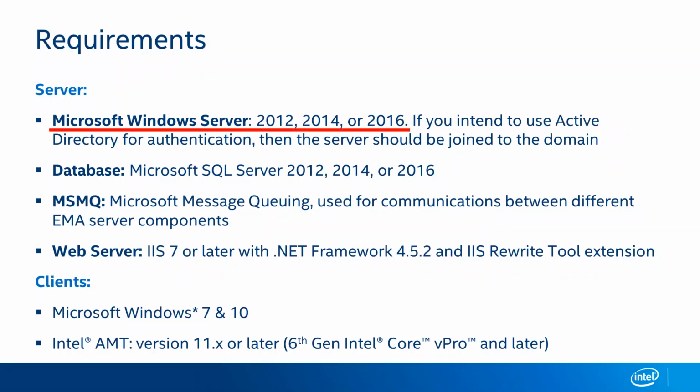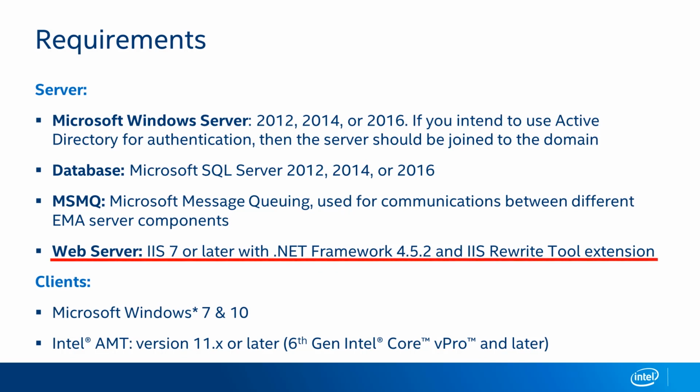On the server side, we require a Microsoft Windows Server version 2012 through 2016. On the database side, we support Microsoft SQL Server 2012 through 2016. We require the MSMQ feature set be installed as part of this process inside your Windows Server. The Intel Emma installation will actually take care of installing that for you if you don't have it already. Of course, we require a web server to run this too since it's a web app, so IIS 7 or later, and a .NET Framework 4.5.2, along with the IIS Rewrite Tool extension.